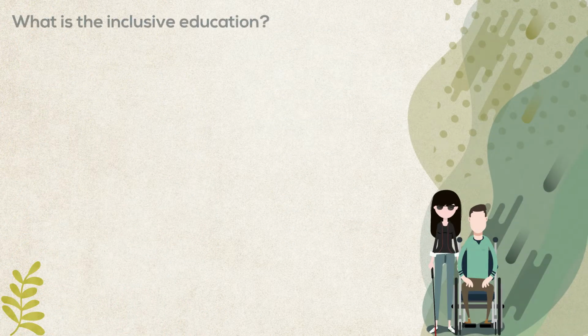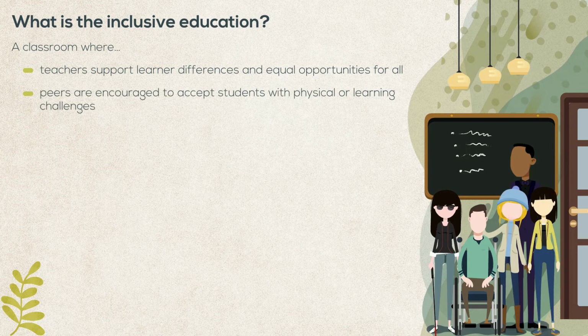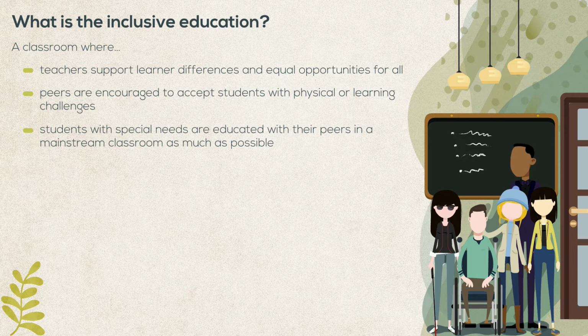First, let's define what the principles of inclusive education for children with diverse needs are. A classroom where teachers support learner differences and equal opportunities for all. In addition, peers are encouraged to accept students with physical or learning challenges as well. Not so long ago, students with special needs were taught exclusively in separate resource rooms away from their peers. However, in many countries today, these students are educated with their peers in a mainstream classroom as much as possible.